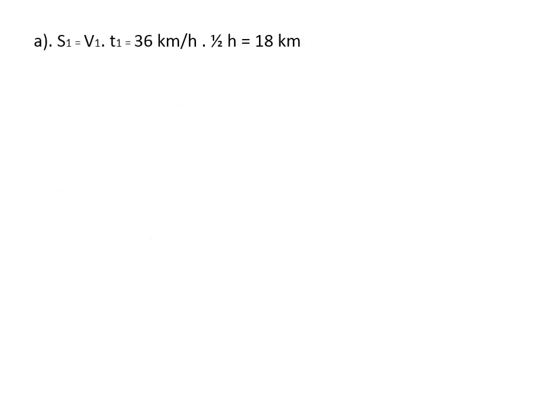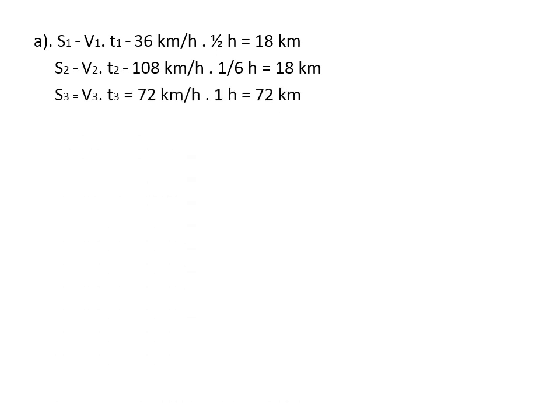To determine S total, first we have to determine S1, S2 and S3. To get S1, S1 equals V1 times T1 equals 36 km per hour times half hour equals 18 kilometers. S2 equals V2 times T2 equals 108 km per hour times 1 per 6th hour equals 18 kilometers. S3 equals V3 times T3 equals 72 km per hour times 1 hour equals 72 kilometers. So, S total equals S1 plus S2 plus S3 equals 108 kilometers.